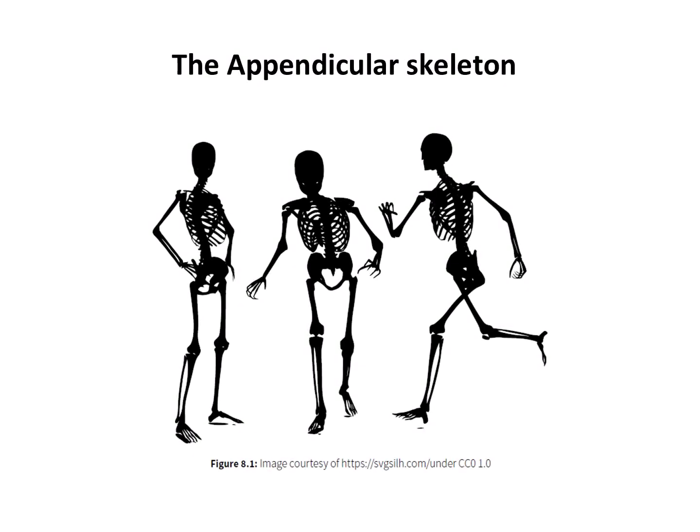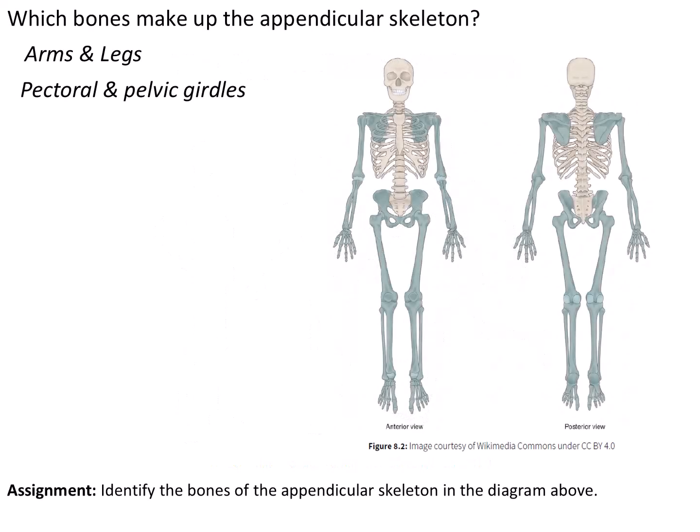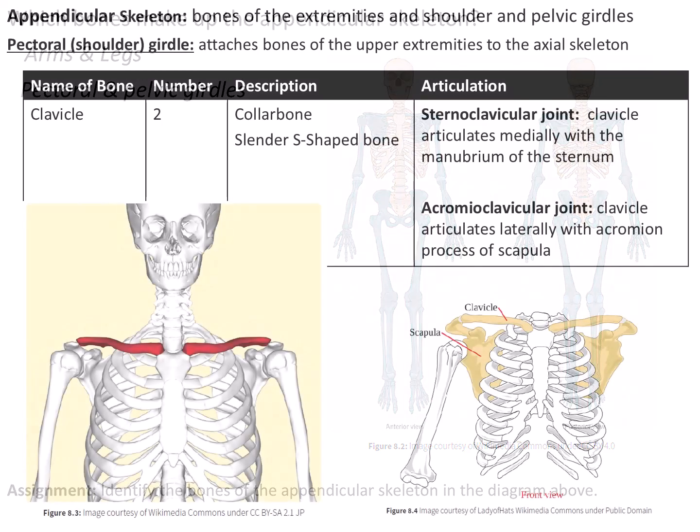The axial skeleton makes up the main axis of our body. Now we're going to focus on the arms and legs. Additionally, we'll talk about the pectoral and pelvic girdles, which are the bones that hold the arms and legs onto the axial skeleton. First, let's look at the clavicle.